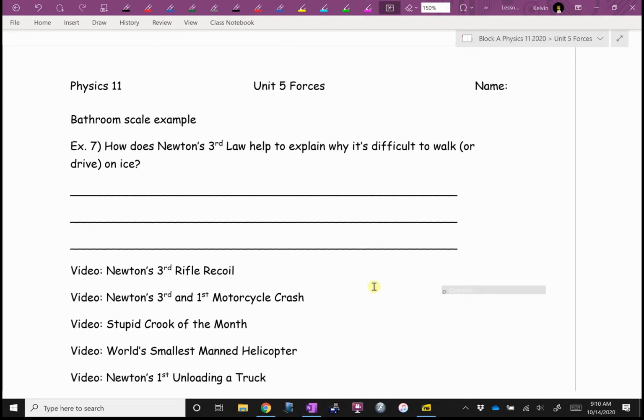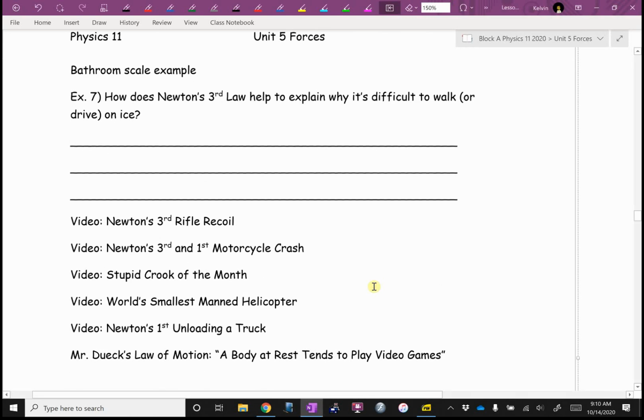Pause. So how does Newton's third law help to explain why it's difficult to walk or drive on ice? First of all, Newton's first kicks in. You want to keep going in a straight line at a steady speed. To bring yourself to a stop, you need an unbalanced what? What causes that force normally when you're walking or driving? This is the force. We're going to do this whole day on it, but you introduced it already. Friction. Does ice have friction?